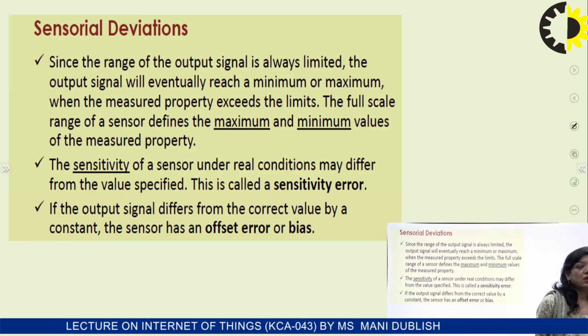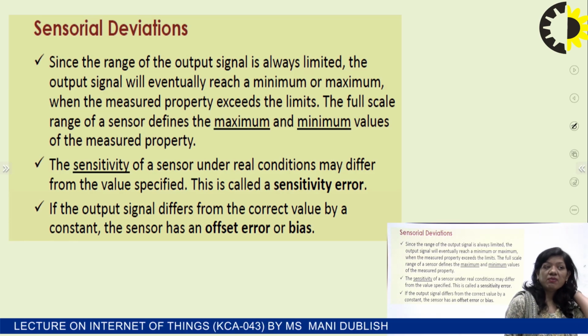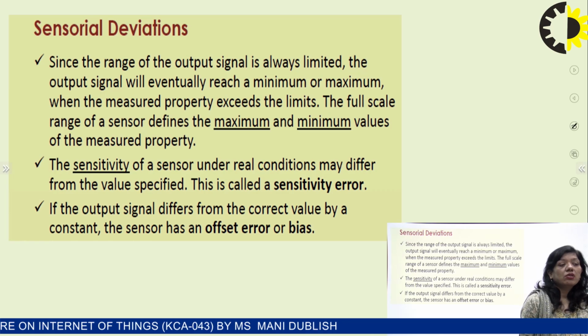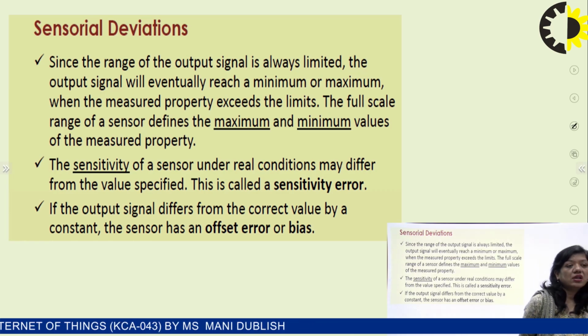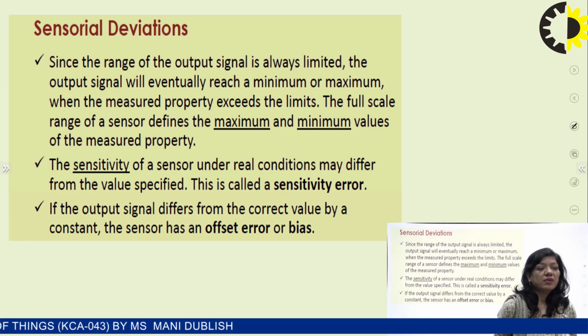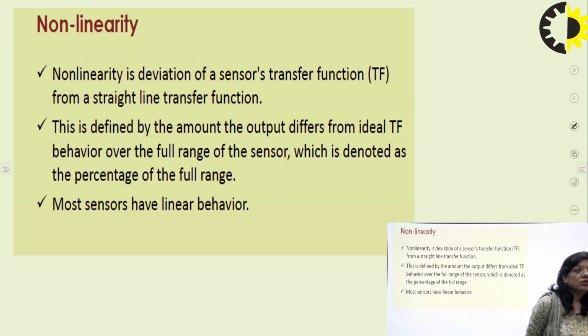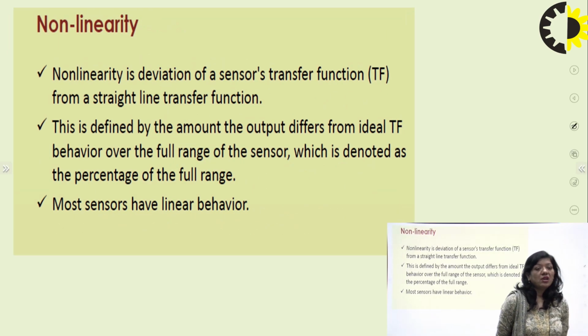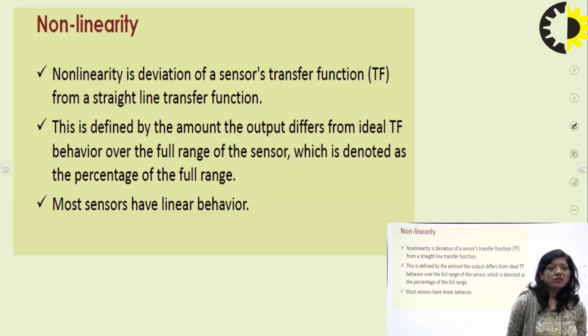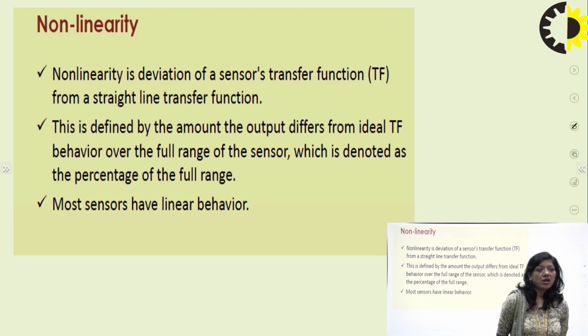The full scale range of a sensor defines the maximum and minimum value of the measured property. The sensitivity of a sensor under real conditions may differ from the values specified. This is called a sensitivity error. If the output signal differs from the correct value by a constant, the sensor has an offset error or bias. Non-linearity is a deviation of a sensor transfer function from a straight line transfer function.